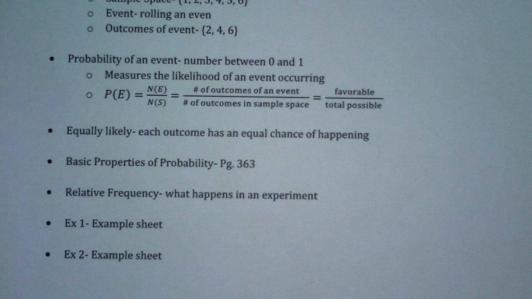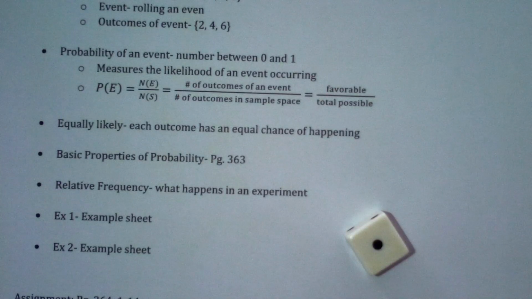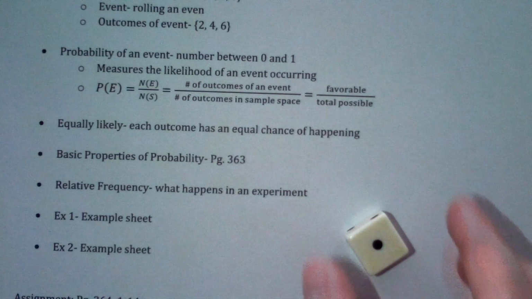And then relative frequency: this is when we actually perform the experiment. Say you were actually rolling a dice 10 times and you got results. Your true results from that experiment would be a relative frequency. It wouldn't be what it's supposed to be. Probability is what it's supposed to be. Relative frequency is you actually performing it and seeing what the results are.